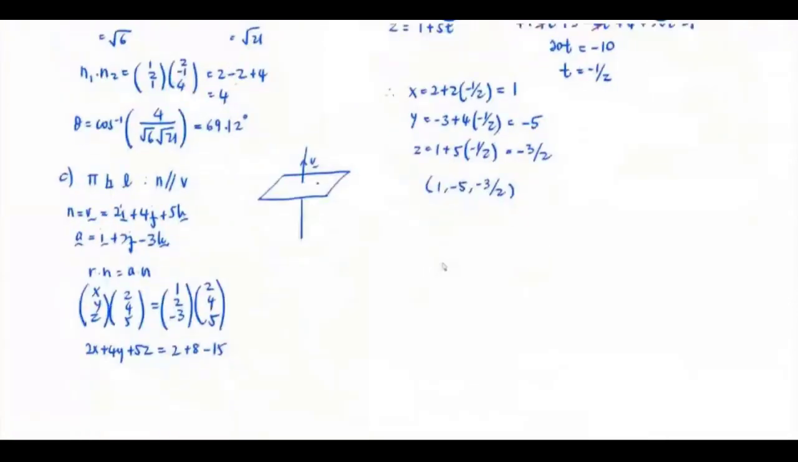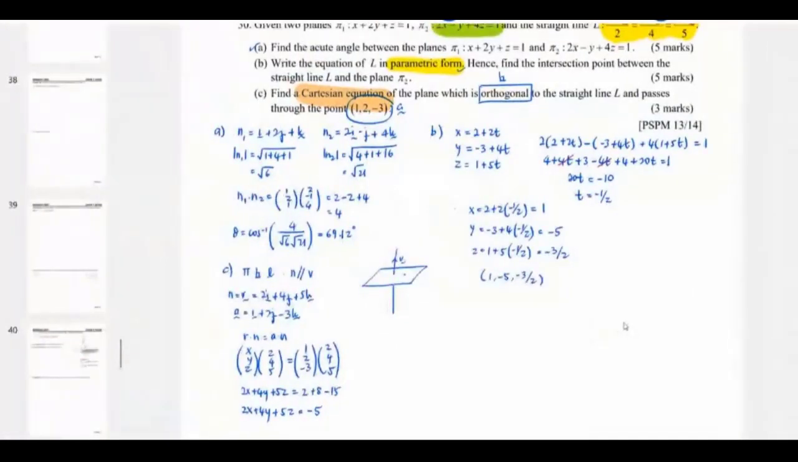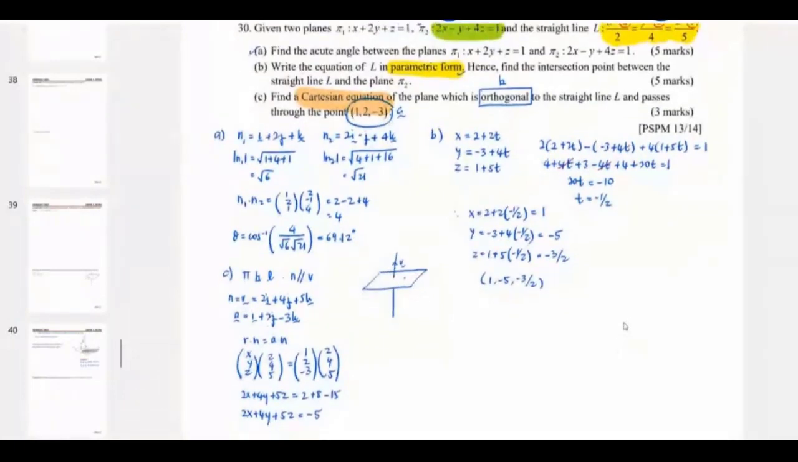Kita dapat berapa sebelah kanan? On the right hand side, we will get negative 5. Okay, negative 5. Okay. So that's it for number 31. Semua orang dapat clear? Okay.